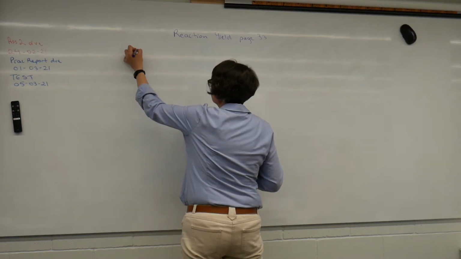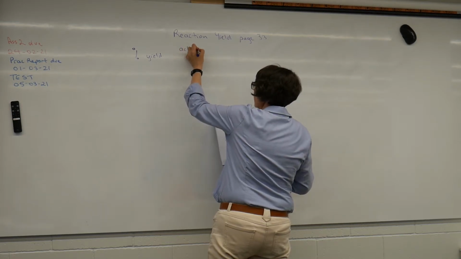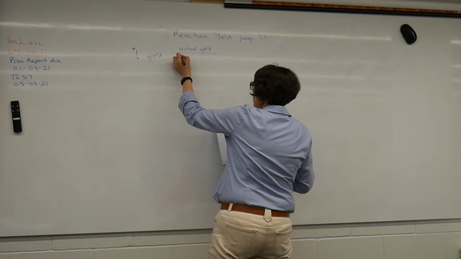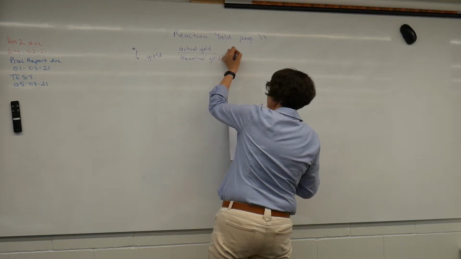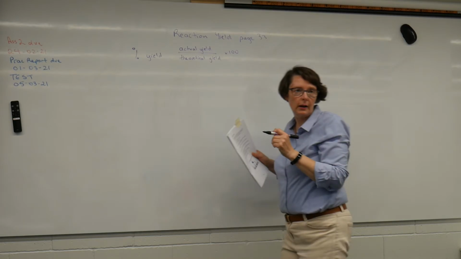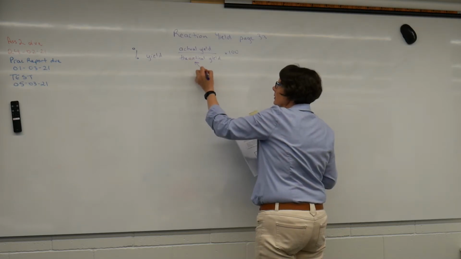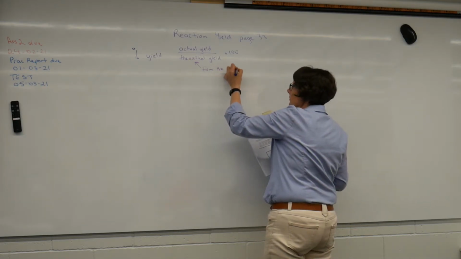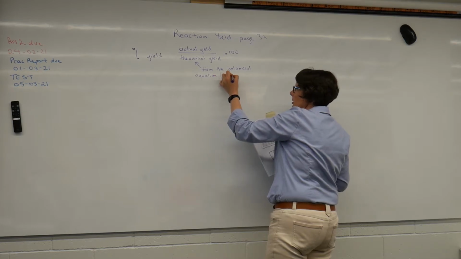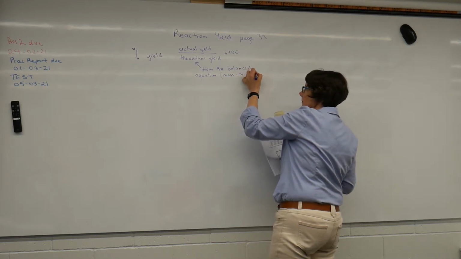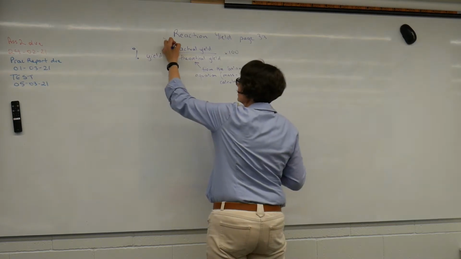So a percent yield is the actual yield divided by the theoretical yield, multiplied by 100 to make it a percent. Remember how I said that the actual yield is generally less than you calculate? So the theoretical yield is from the balanced equation, or mass-to-mass calculation. And the actual yield is what's measured.